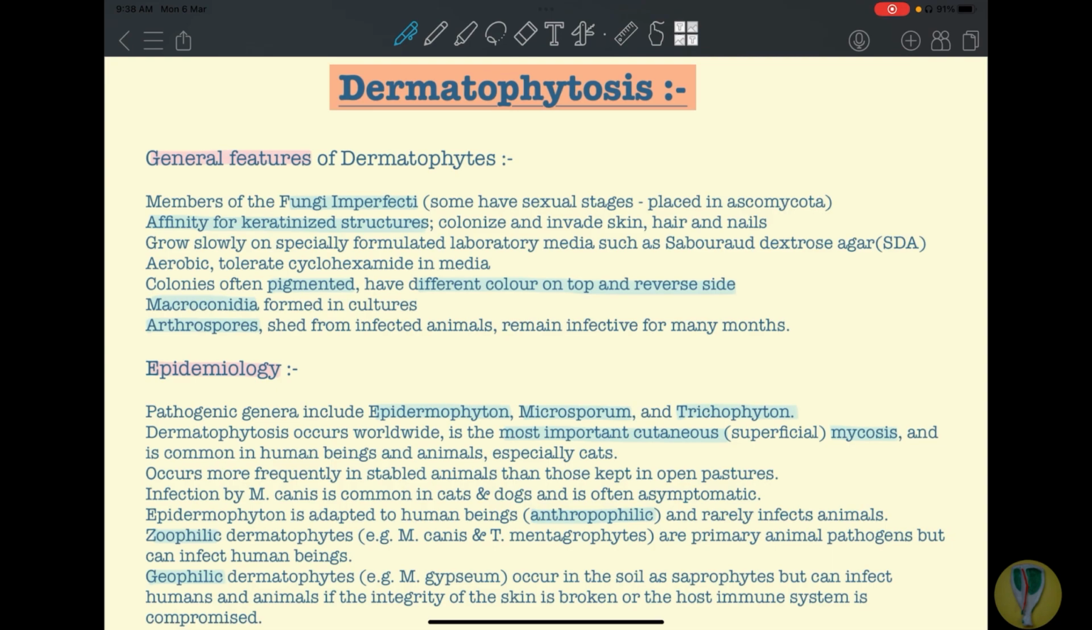That means they don't have a sexual stage, but some have been shown to have sexual stages and are placed in Ascomycota. They have affinity for keratinized structures. That means dermatophytes are keratinophilic and they colonize and invade skin, hair, and nails.